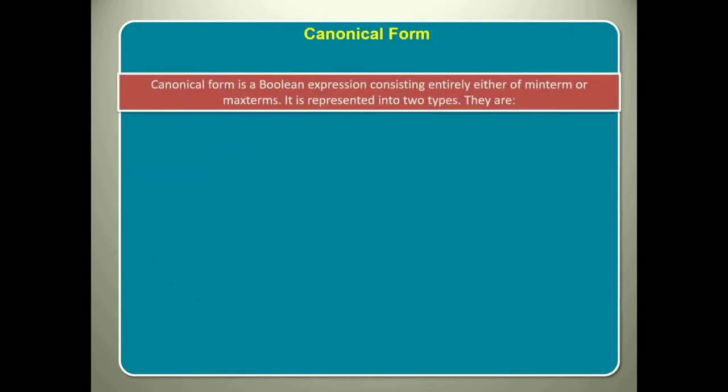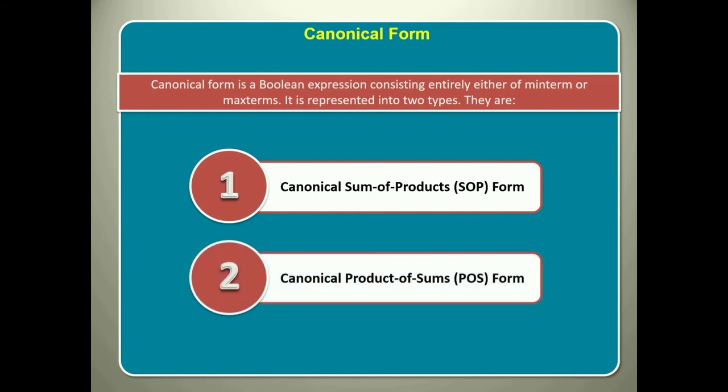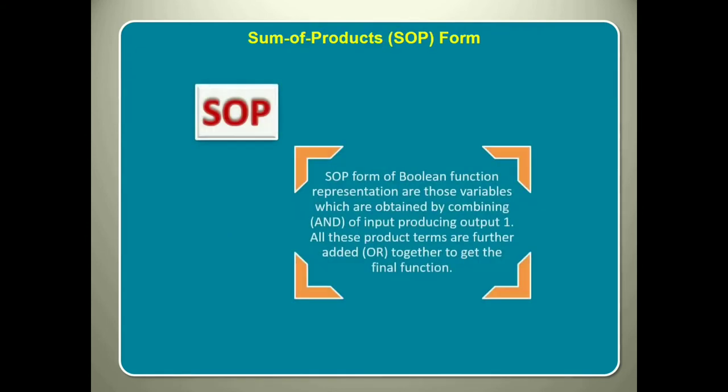Canonical form is a Boolean expression consisting entirely either of minterm or maxterms. Canonical form is represented in two types. They are 1. Canonical sum of products, SOP form. 2. Canonical product of sums, POS form. SOP form of Boolean function representation are those variables which are obtained by combining AND of input producing output 1. And all these product terms are further added or together to get the final function.